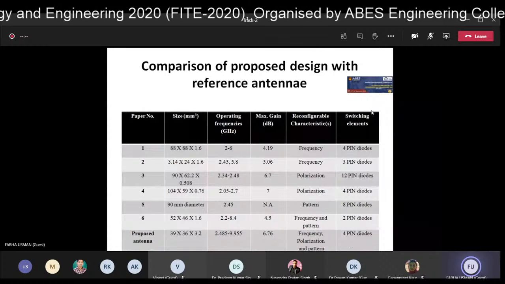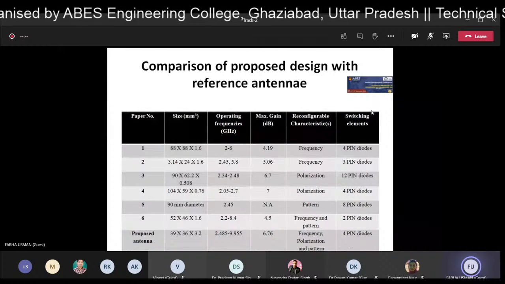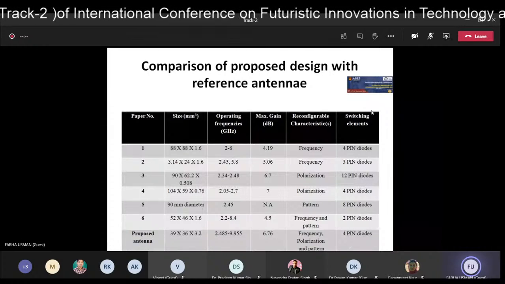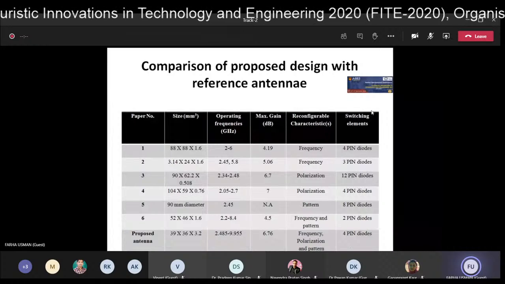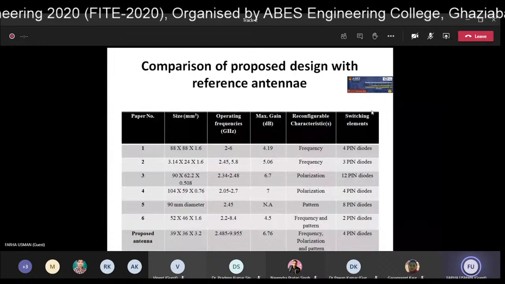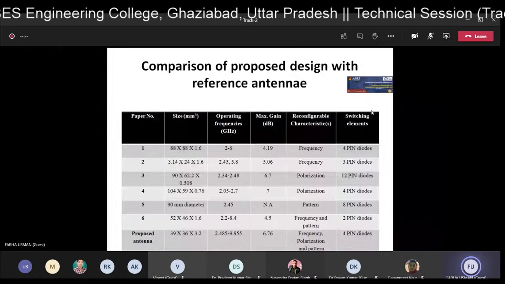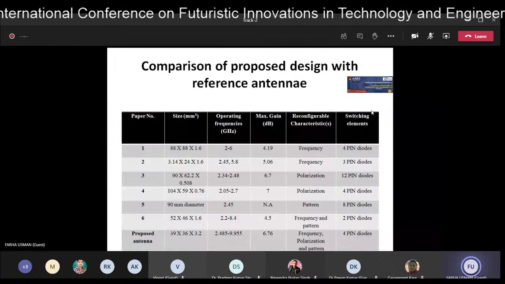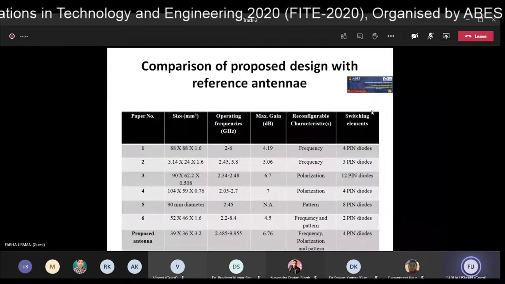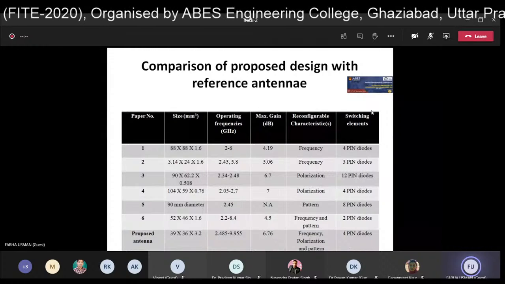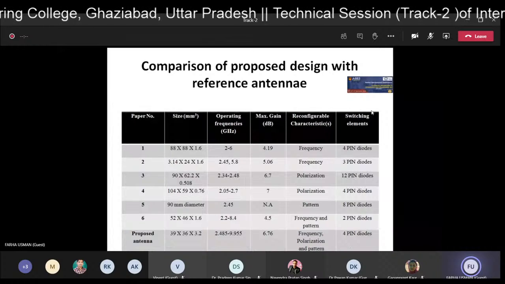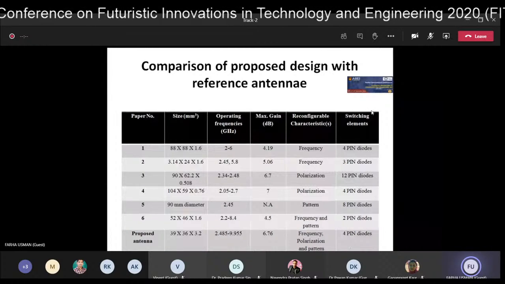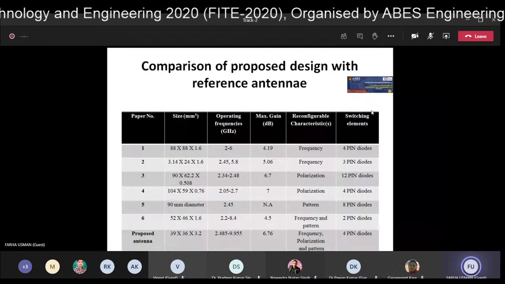The paper, which has been taken as reference 2, has the antenna dimensions as 3.14 by 24 by 1.6. It was operating in two different frequencies with 2.45 gigahertz and 5.8 gigahertz. The maximum gain which was achieved with that antenna was 5.06 dB. It showed variations in frequency, resonant frequency only, with a combination of 3 pin diodes. Similarly, there are other details of reference antennas.